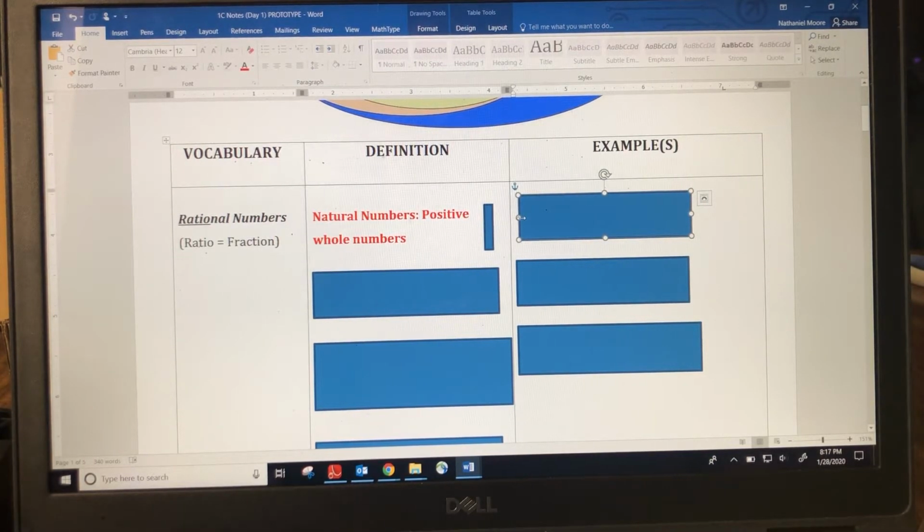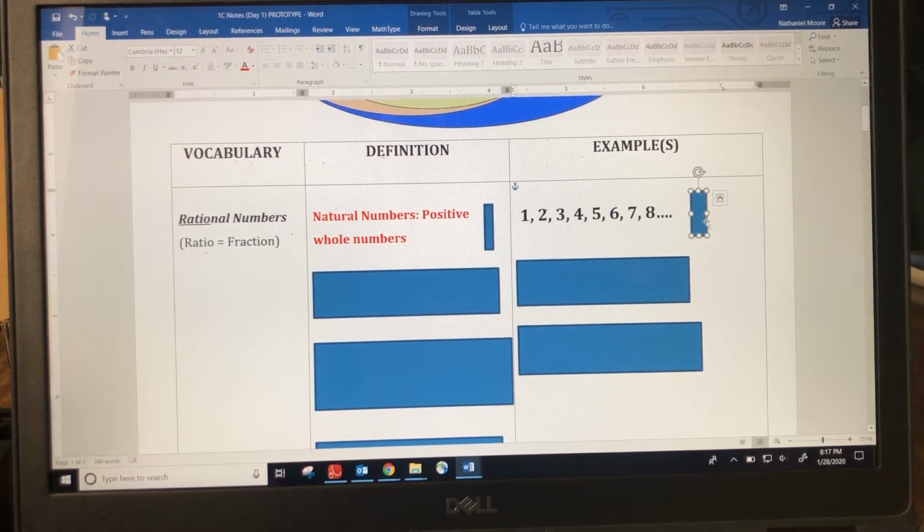You might think, hey, 1, 2, 3, 4, 5, 6, 7, 8, 9, 10. And you're probably right. Here are some examples: 1, 2, 3, 4, 5, 6, 7, 8, 9, 10, 11, 12, etc., and even 1,543,000,000. All those are natural numbers because they're positive whole numbers, right? Non-fractions, non-decimals, and they're positive.